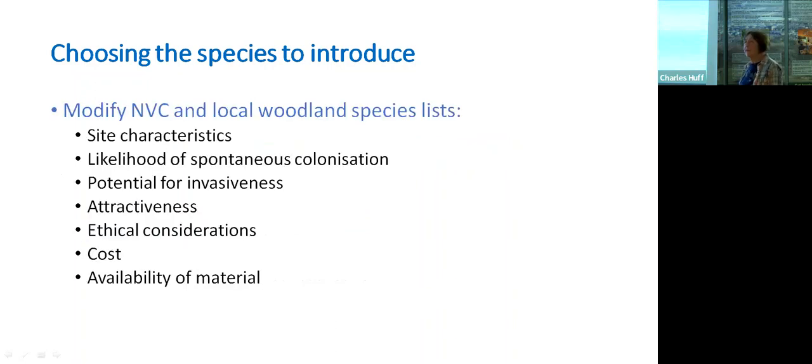So how are you going to modify these lists from your woodlands? Are the site characteristics at your wood similar to the local woodlands? Are the soil types the same? The geology the same? What about the likelihood of spontaneous colonization? Will they get there on their own? It would save you a bit of work if they are likely to get in.